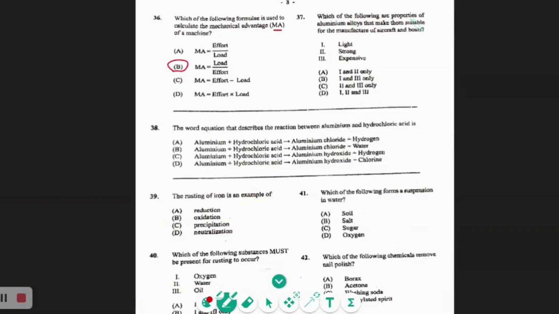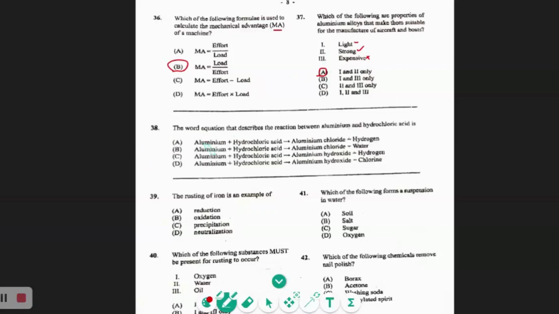37. Which of the following are properties of aluminum alloys that make them suitable for the manufacture of aircraft and boats? Well, it is light, so it wouldn't sink or make the aircraft or boat too heavy, and it's very strong. Is it expensive? It is not too expensive. So the answer would be something that has 1 and 2 in it, which is A.